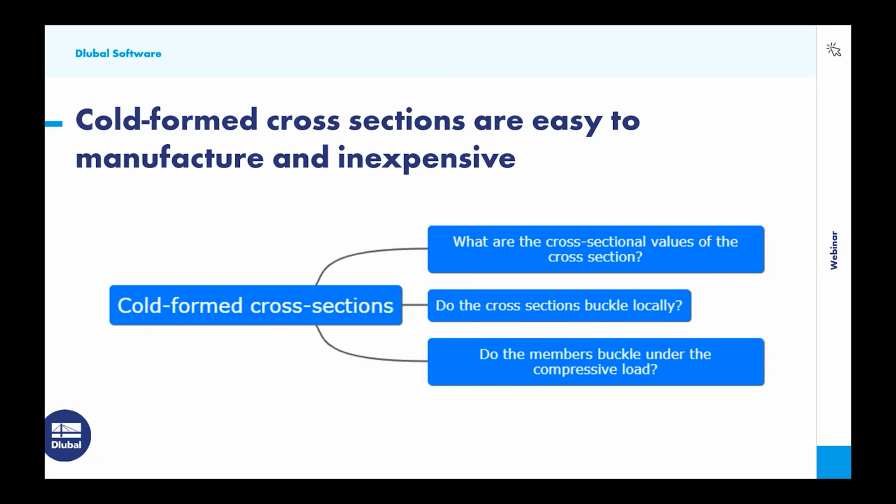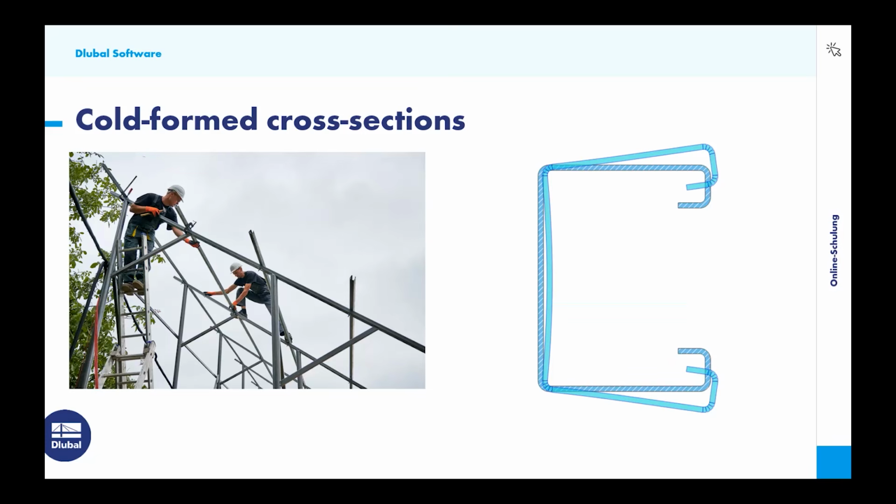And which questions we have to this topic. So if I hear cold formed sections, for me it is directly clear what I ask: okay, these sections can buckle locally and globally, how can I consider it, how do I get the cross-section values, and how can I bring it into the program. Many questions which can eat up weeks if you don't have the right tools for it. And I want to show you now how you can handle it in our program.